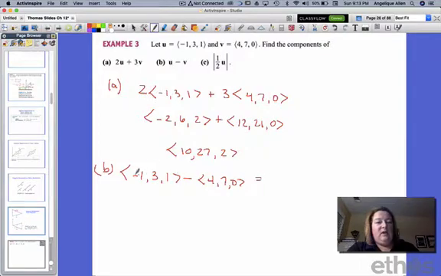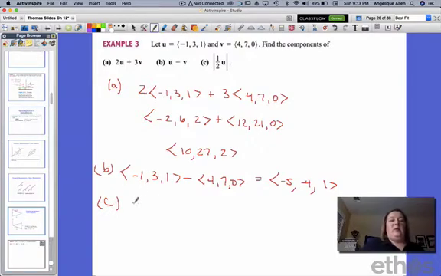Just straight up subtraction. Negative 1 minus 4 is negative 5. 3 minus 7 is negative 4, and 1 minus 0 is 1. So what could be easier than the arithmetic part? You might be asked to draw a picture of this. That would be a skill that I would want you to have.